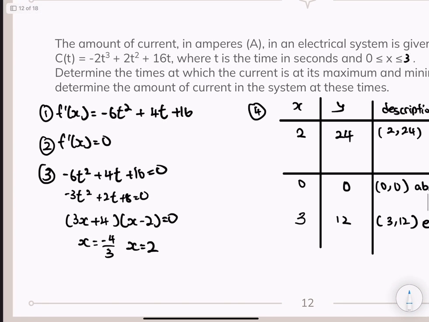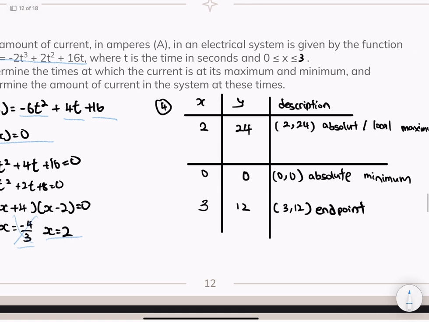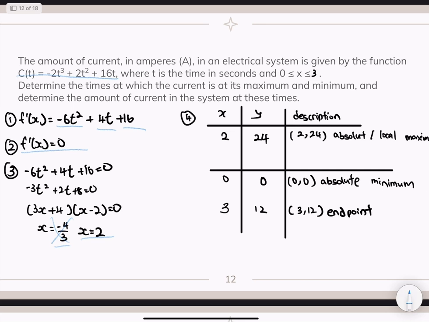So the first step is make the original equation to a derivative equation, which is negative 6t squared plus 4t plus 16. And then we make the derivative equal to 0 so that we can get the x value, which is x equal to -4 divided by 3 and x equal to 2. But we cannot use x equal to -4 divided by 3 because time always is positive, it cannot be negative.